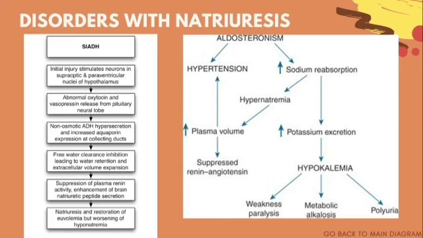And after a sufficient increase in your arterial blood pressure, pressure natriuresis and pressure diuresis would then occur. This is then termed as escape, which is an escape from your sodium and water retention. And this is also the reason why Conn syndrome does not present with edema. So these are the disorders that present with natriuresis.